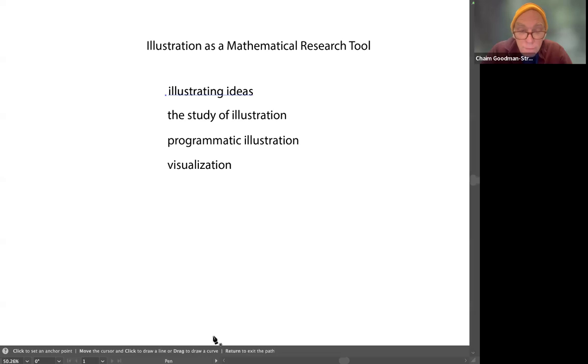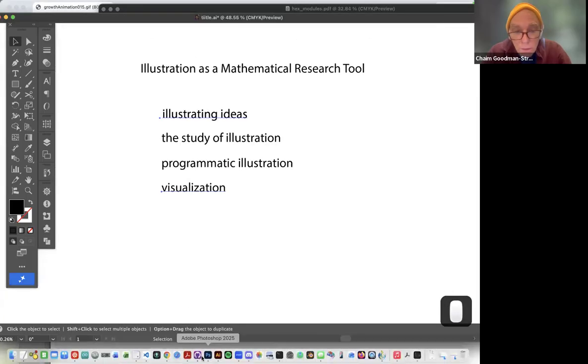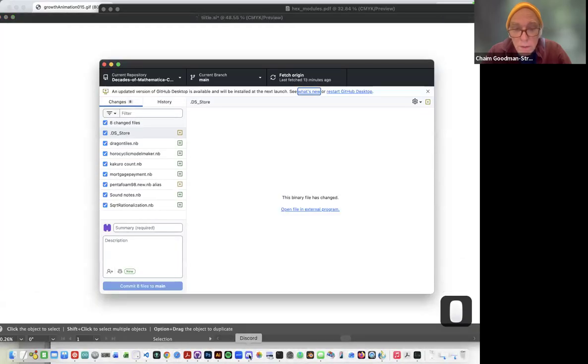But within, let me turn off Discord real quick because it's probably bothering everybody. It's bothering me. Hang on just a sec. Sorry.